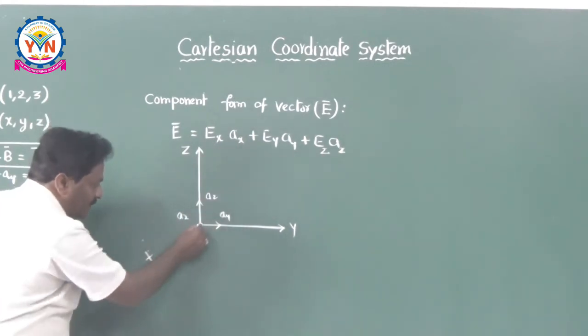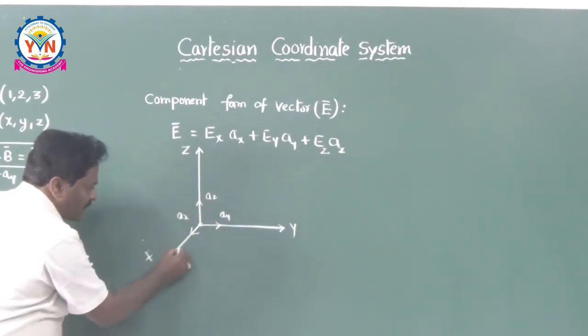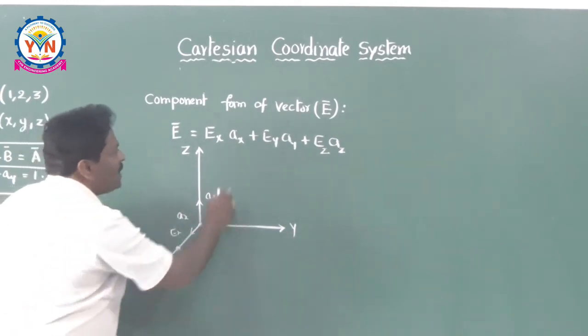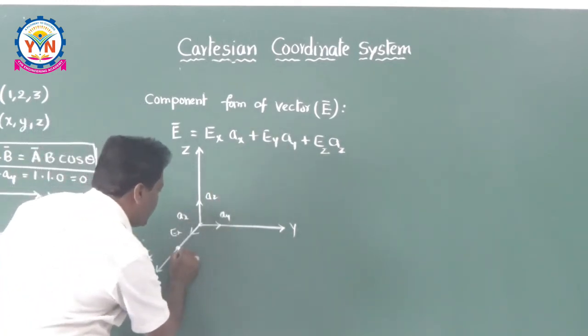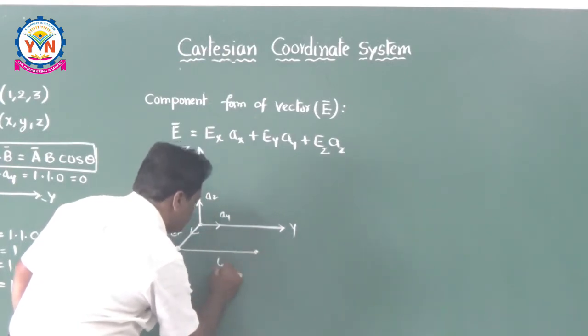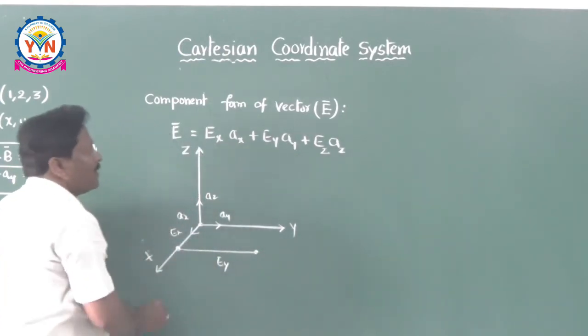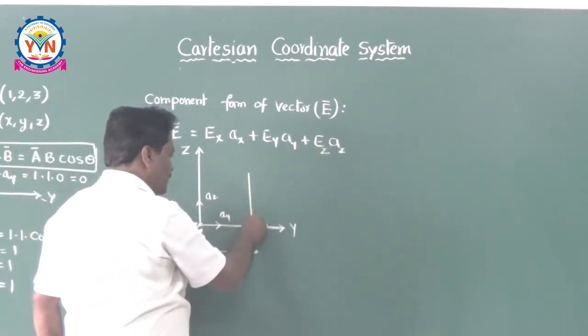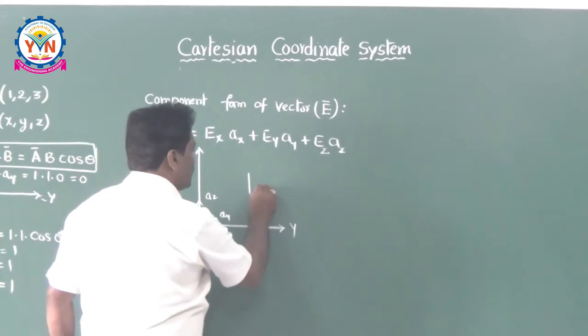Now, the electric field intensity is equal to Ex Ax. In the x direction, its magnitude is Ex. Let me say this is Ex. And in the y direction, it has Ey. That means you can say this is Ey, into Ay. In the z direction, it has Ez. Let me say this is Ez.